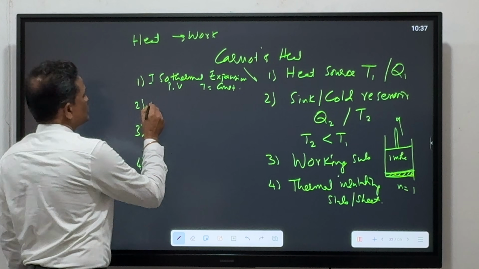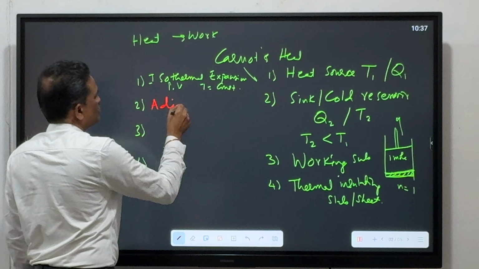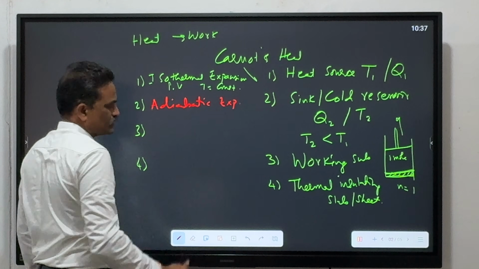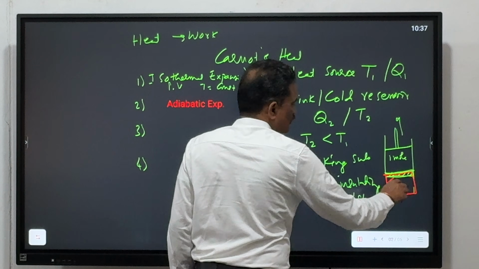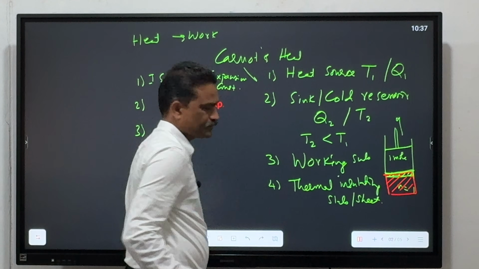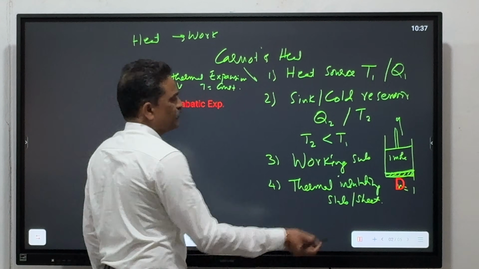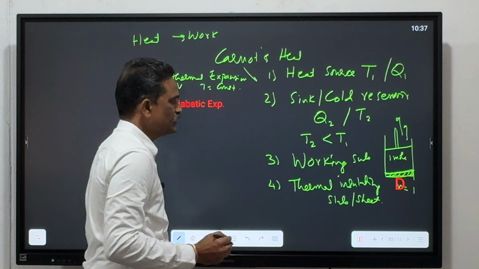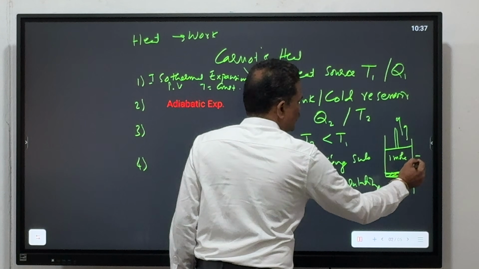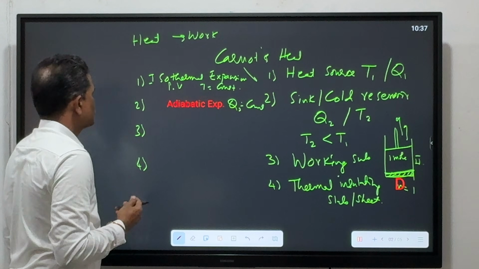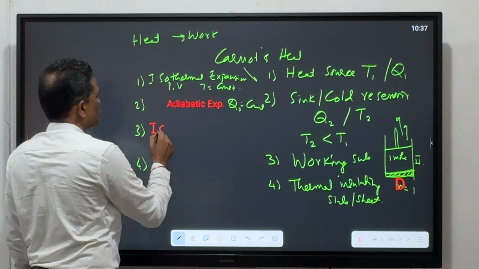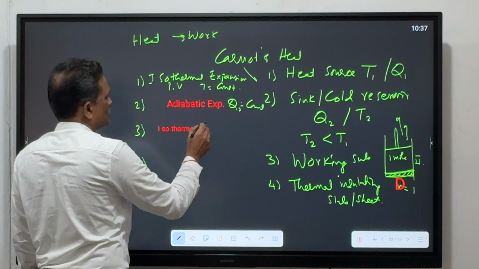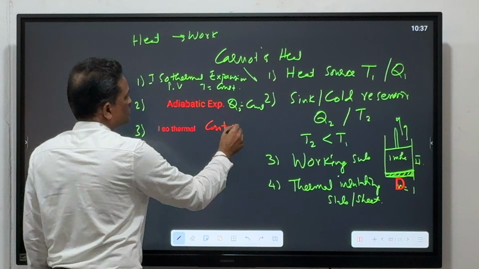The second one is adiabatic expansion. What do you mean by adiabatic expansion? During adiabatic expansion, I place it on a thermal insulator. Because of the previous energy, it continues to expand further. In this case, heat remains constant. And the third one is isothermal contraction.